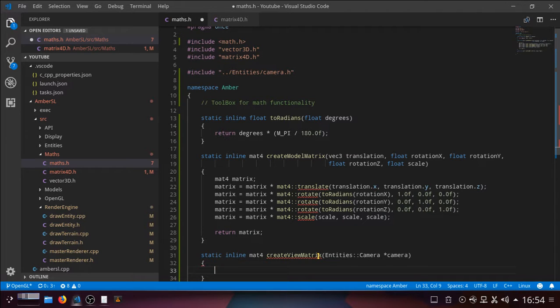Let's create this then. How do you create a view? Well, what will we need? We'll need rotations for the camera. And we'll need to know where the camera is.